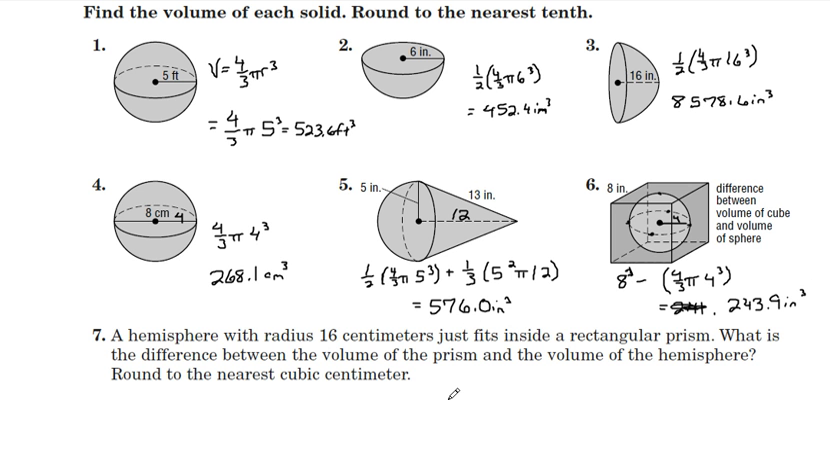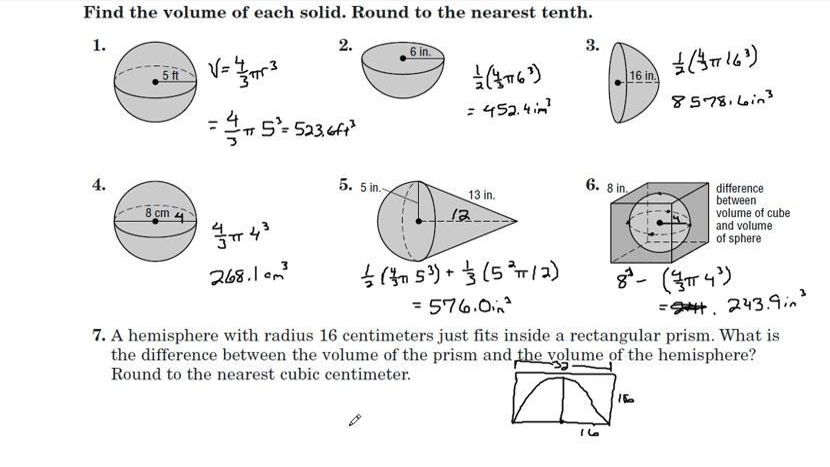Now, our last story problem here. We have a hemisphere with radius 16 centimeters. Just fits inside the rectangular prism. What is the difference between the volume of the prism and the volume of the hemisphere, round to the nearest cubic centimeter? Now, I'm going to draw a 2D of this. So it's like we're looking at half of it. Hemisphere is fitting inside this rectangular prism. We have a radius of 16. That means from here to here is 16, so the height of the prism is 16. The length, though, would be 32, matching the diameter of the hemisphere.